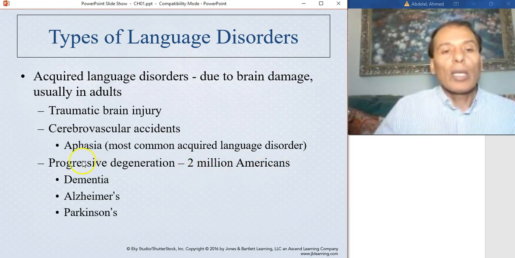2 million Americans have it. That is basically the dementias. One form of dementia is Alzheimer's disease. So these two are basically one group.